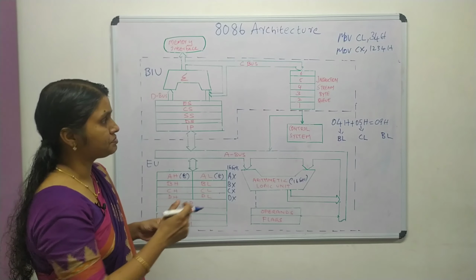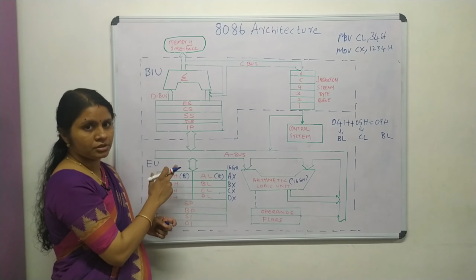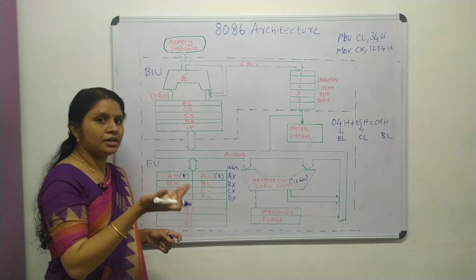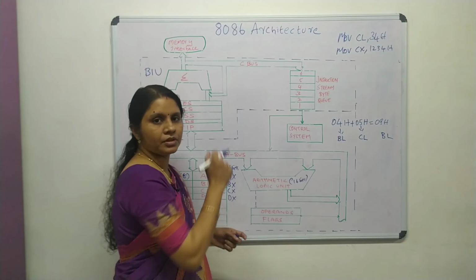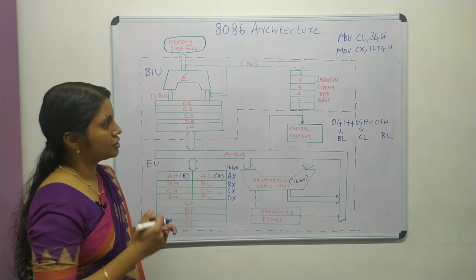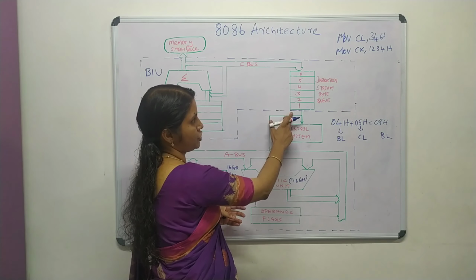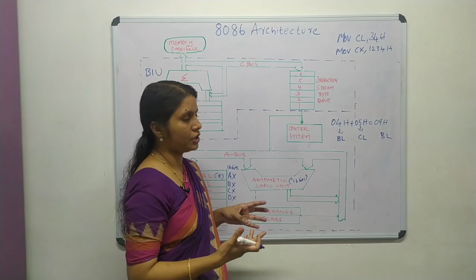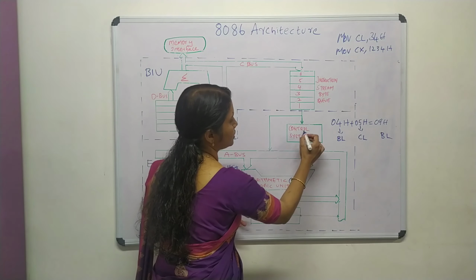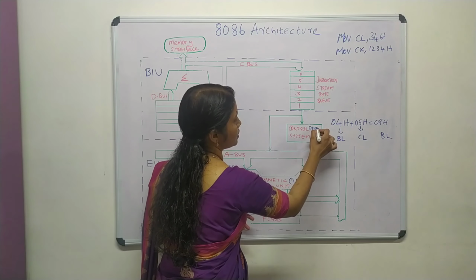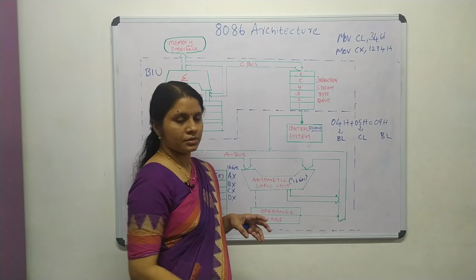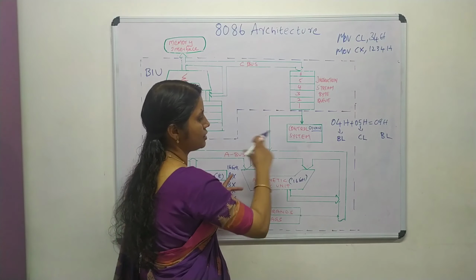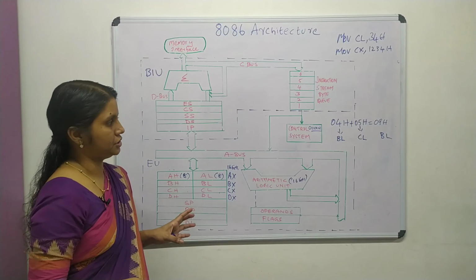The BIU will fetch the instruction from memory. The execution unit takes the instruction from the queue for execution. Before that, the instruction from the queue is passed into the control section for decoding. It will get the instruction in the form of 0 1 1 0 1 0 1 like that, because this is an opcode. So it will understand the opcode and pass the signals to the execution unit.